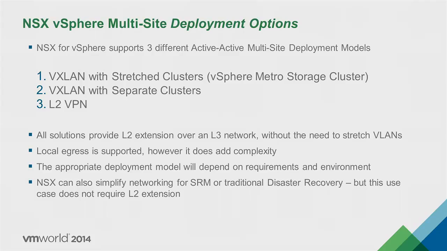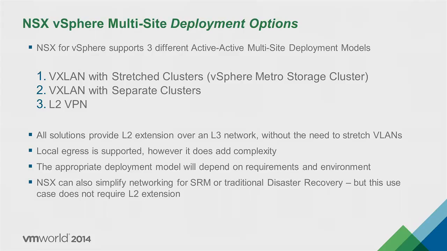The key point here is that all of these solutions meet the core requirement of providing an optimized layer 2 extension over a layer 3 network that spans more than one site and enables our workload and IP address mobility without the need to stretch the underlying VLANs. Another important point is that these solutions do support local egress. By local egress, I mean traffic that exits the data center without going over the data center interconnect. But it does add complexity, and I'll talk about this more in the next slide.